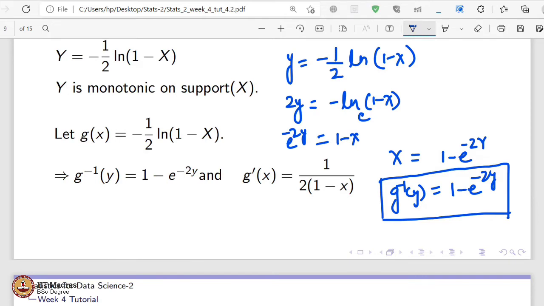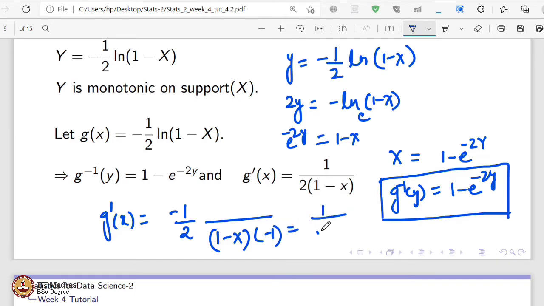And what else do we have to get? We have to get the g dash of x. So for g dash of x, we already have g of x as minus 1 upon 2 ln of 1 minus x. So we can just differentiate it. If we differentiate it, what will we get? The differentiation of ln of x is simply 1 upon x, right? So minus 1 upon 2 times 1 upon 1 minus x, and the differentiation of minus x is minus 1, right? So we got 1 upon 2 times 1 minus x, right?